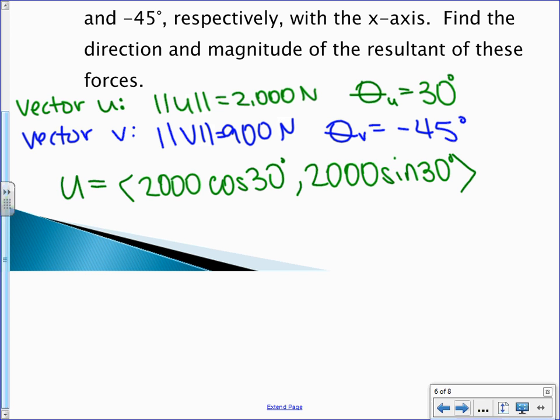Okay, so vector u, what's 2,000 times the cosine of 30? Radical 3 over 2 times 2,000. 1,000 times radical 3. Okay. And then 2,000 times the sine of 30. What's the sine of 30? 1/2. Okay.